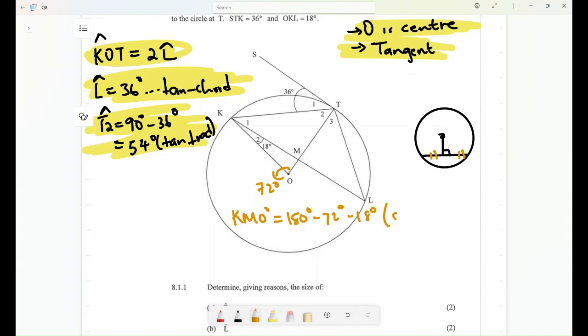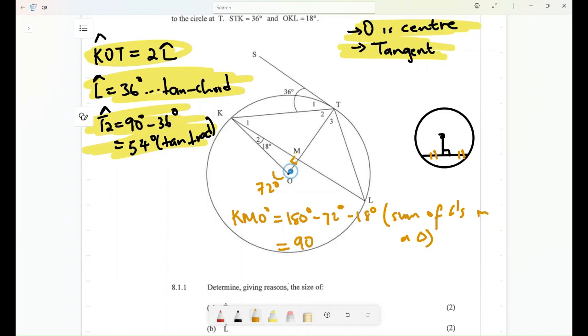Why am I saying that? Sum of angles in a triangle. Now, when I do the mathematics, I get that KMO is equal to 90. So if this is equal to 90 here, then this is also equal to 90 using angles in a straight line. Even if I only find this one as 90, it's fine. Can you see that line from the center? It is perpendicular to the chord.